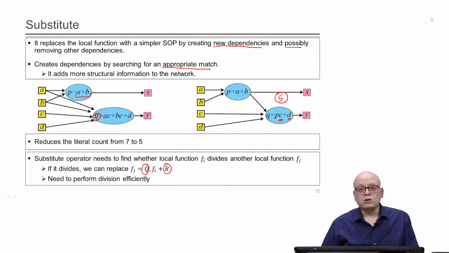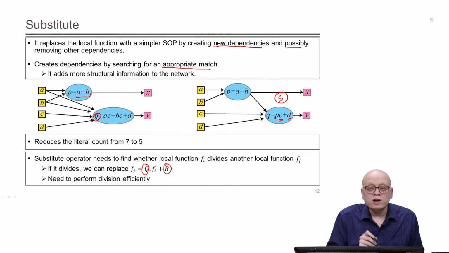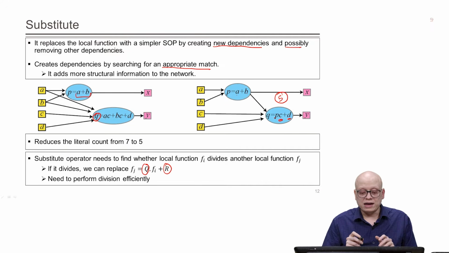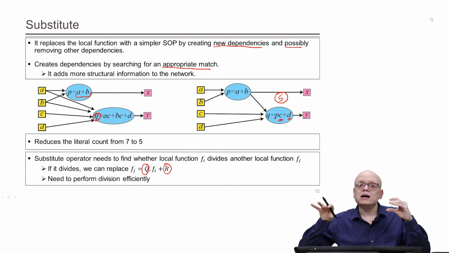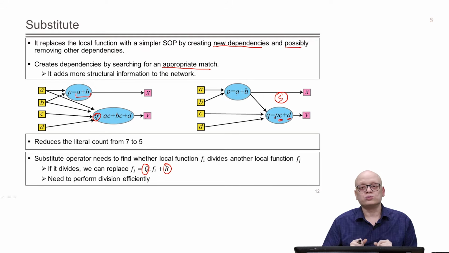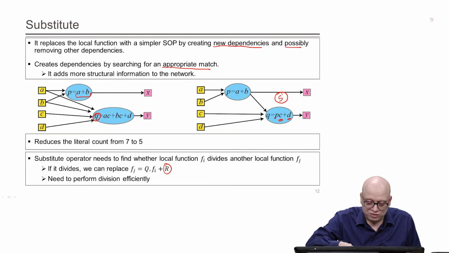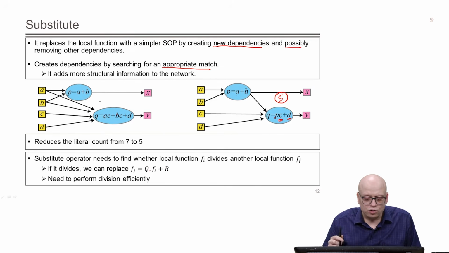Now to implement a substitute operation or transformation, what do we need? We need to perform the division operation efficiently. Why? Because we have to find whether one local function divides another local function, then only we can do a substitution, otherwise we cannot. If there is a division possibility, then this kind of transformation is possible, and therefore we need to perform the division operation efficiently in Boolean logic network transformation.